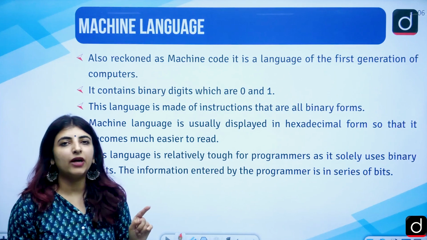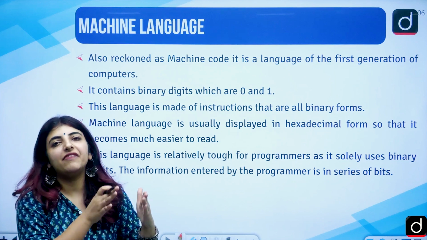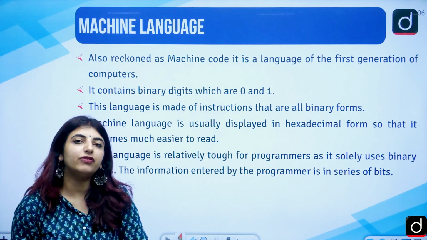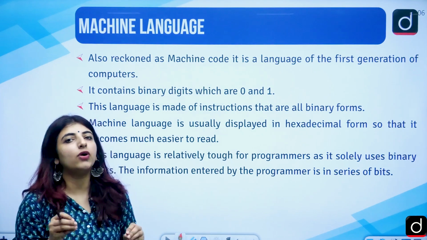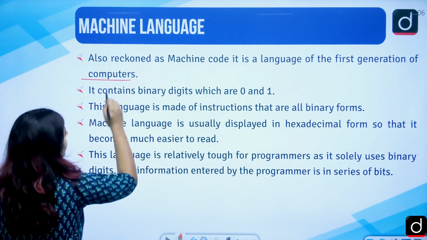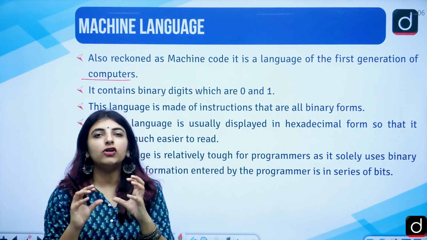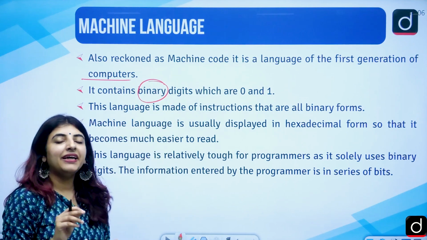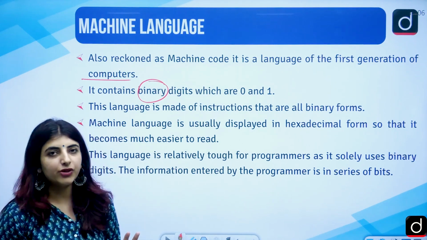First type of language which is really important is machine language or machine level language. So machine level language, as the name suggests, is the language of the machine. What kind of machine are we talking about in here? We are talking about the computer system. It is a language of the first generation of computers, and it contains binary digits. Now, one concept which is really important: what do we mean by binary? Binary digits in here means that two digits are used. What are those two digits?